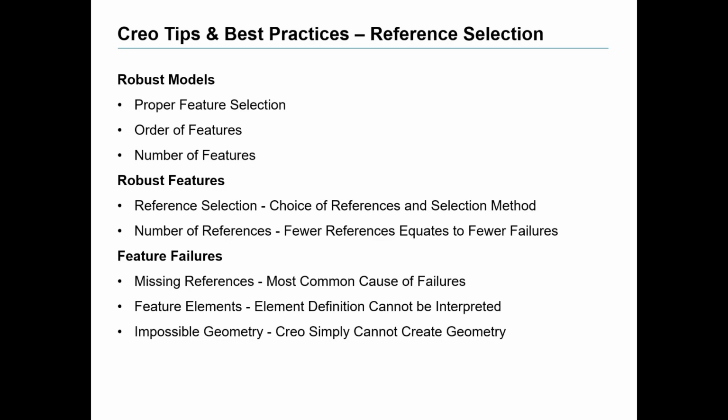The least common cause of failures is impossible geometry. Creo cannot create the geometry you're trying to tell it to create. Maybe it's a surface that loops back on itself, creates kind of a bow tie type shape. Creo can't typically build those features. However, I must say that it gets better with each new build. There's things that Creo 4 couldn't create that Creo 10 can. So they're always improving the math behind creating these features to enable more capabilities.